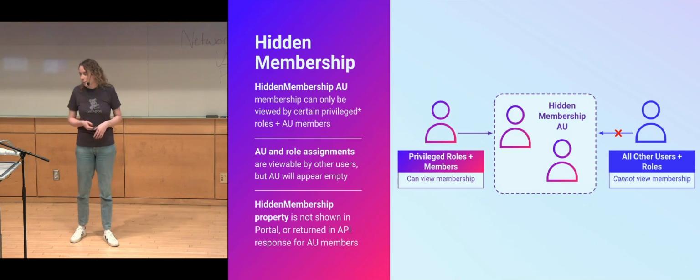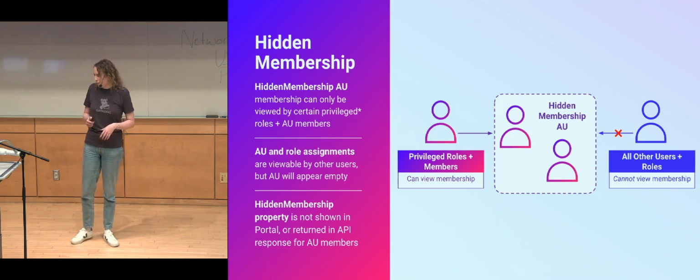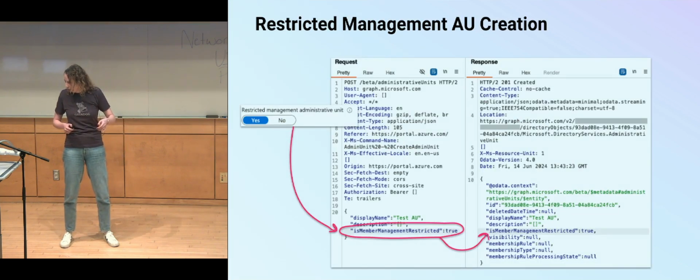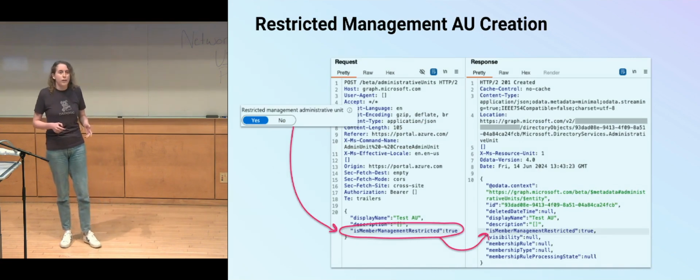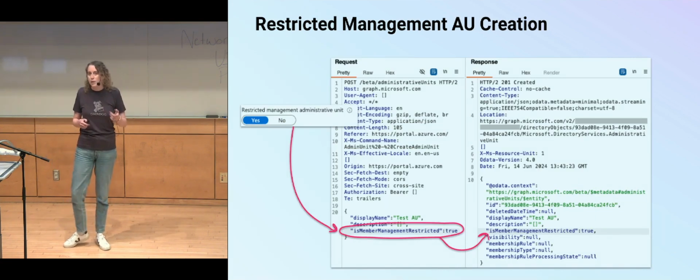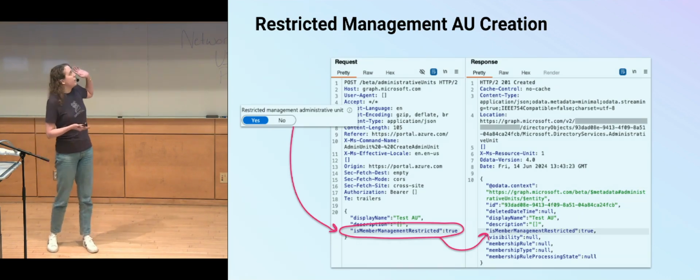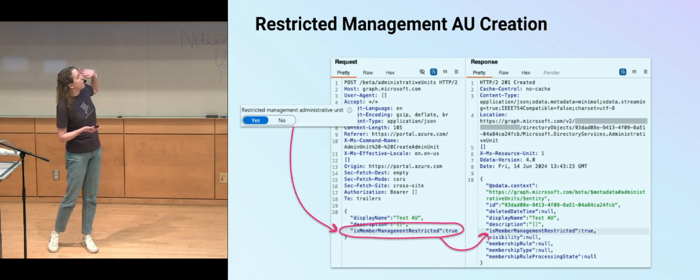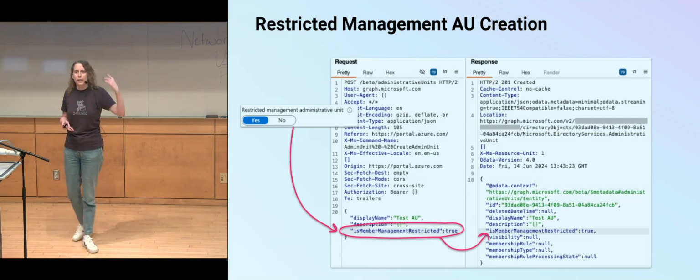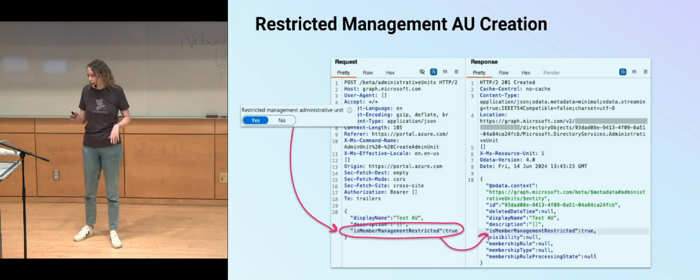We've protected the user. I think I might have blown past a slide. Yes. So just a note, creating these in the Azure portal is pretty easy. You just need a little switch. This creates the following POST request. This is just a screenshot of Burp Suite. You can see the parameter that we set is member management restricted true, and then we get that back just showing that we successfully created it.